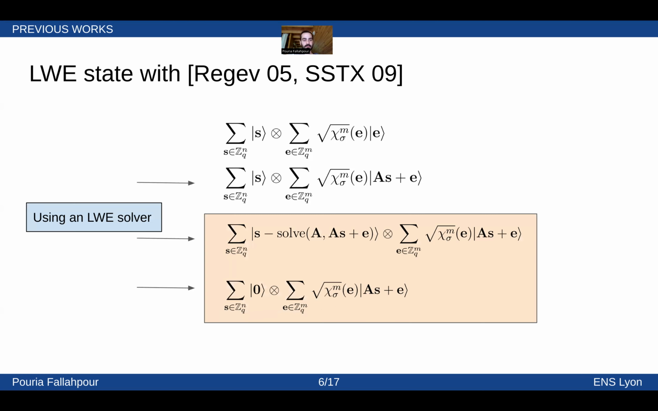And imagine if we have an LWE inverter, an LWE solver, then we can apply that solver to the second register and subtract the result from the first register. So in this way, by uncomputing the computation, we unentangle the first register and then we throw it out. And you can see that the result is the LWE state. But of course, this is not polynomial time because we don't have a polynomial time LWE solver.